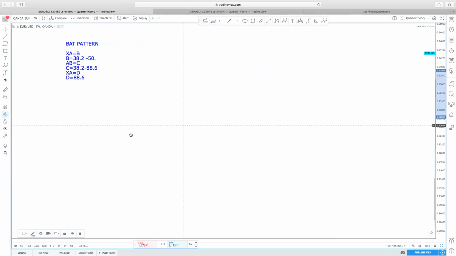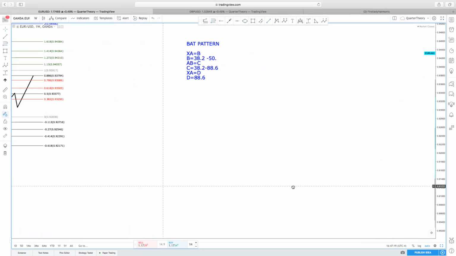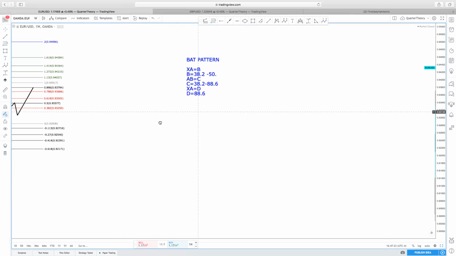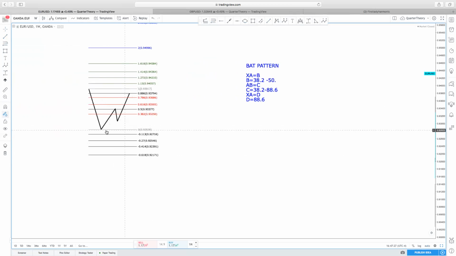There we go. The reason why I like my fibs this way is because in one swoop, I have my B and I also have my D point, right? And so it just takes out a lot of work for me.